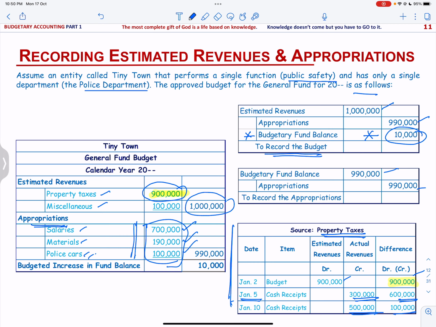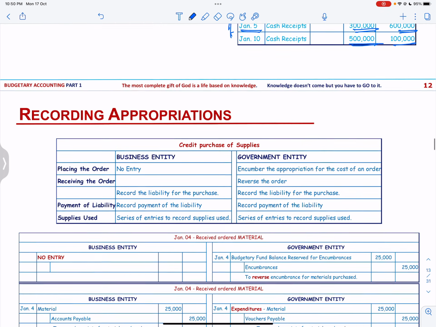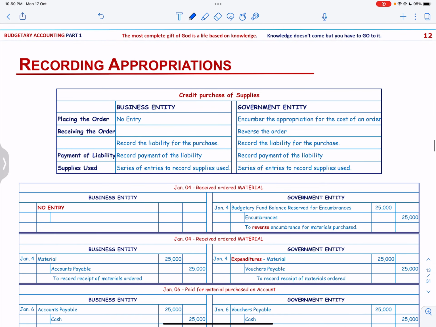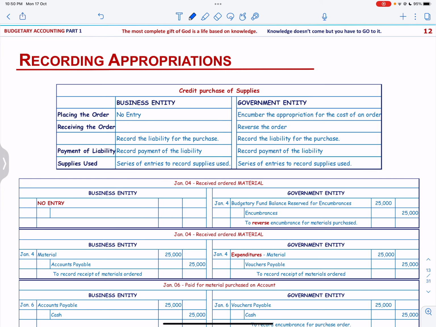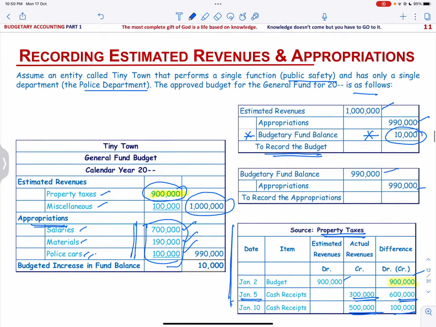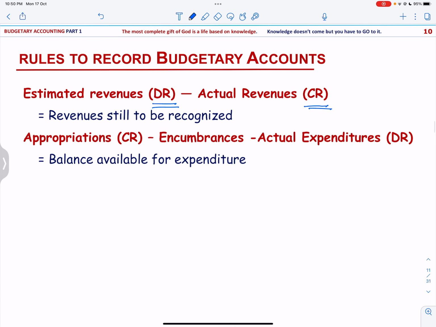Next, let us see how we record appropriations. Now, appropriations are credited, and we subtract the encumbrances from appropriations. We subtract the actual expenditures from appropriations, and we get the balance available for expenditure.